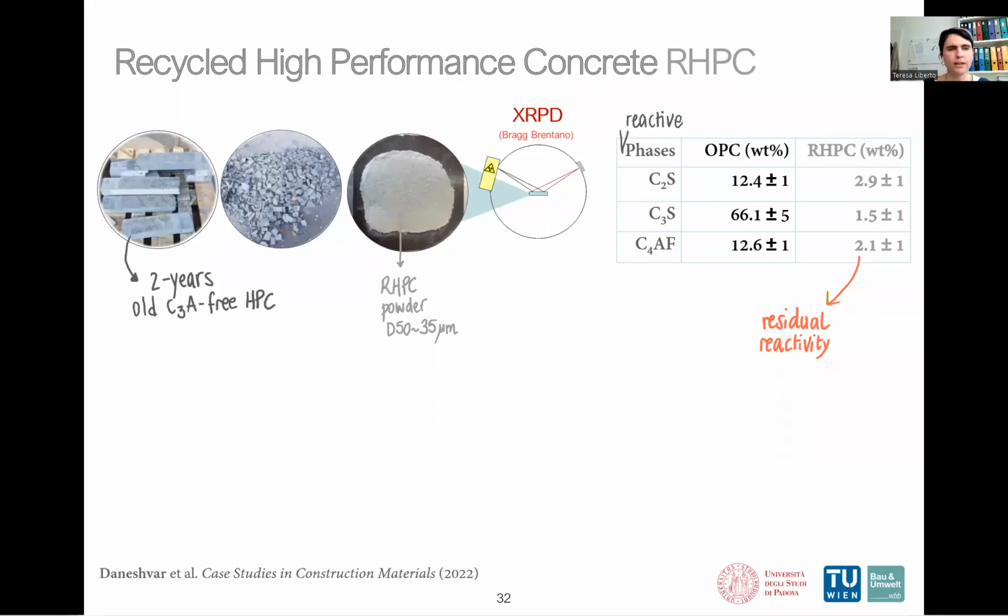Starting from this one, our RHPC is a 2-year-old citrate-free OPC, which was grinded and milled to obtain a powder, which has a very small D50 of 35 micrometer. And in order to see if this powder has a residual reactivity, we use XRPD in a classic way with the powder and an internal standard.